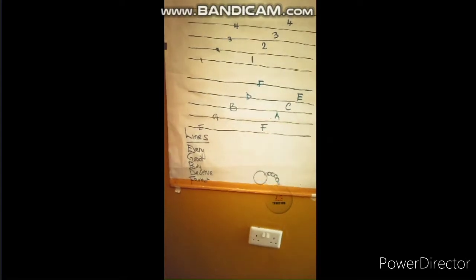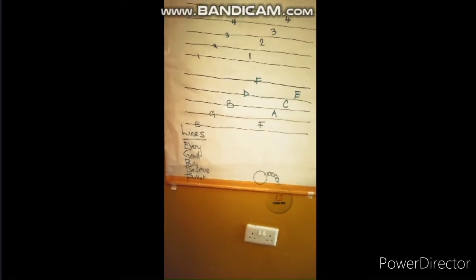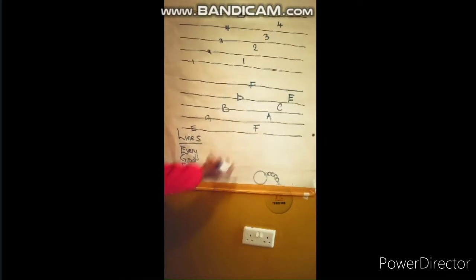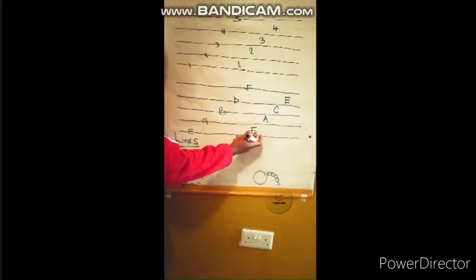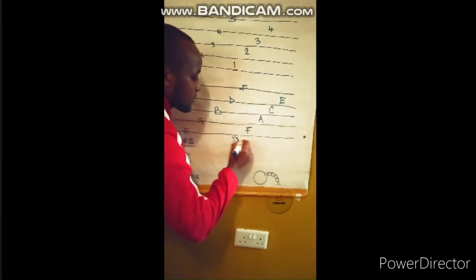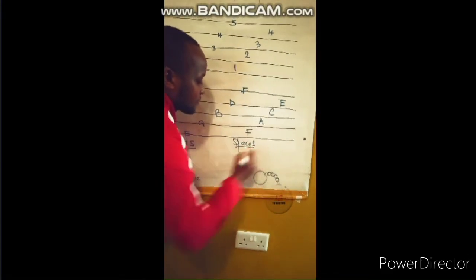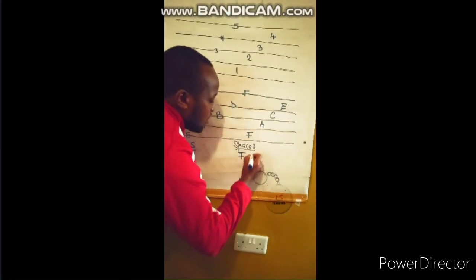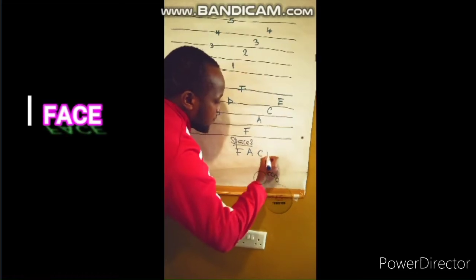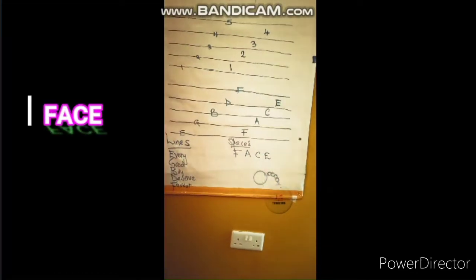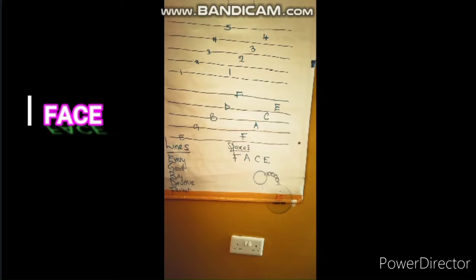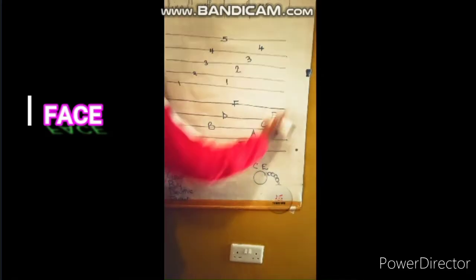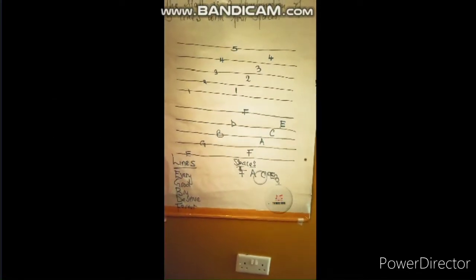We memorize the spaces. Actually, we name spaces from below. Space number 1, which is F, we name all of them together as face. So you mention F-A-C-E, face, from below.